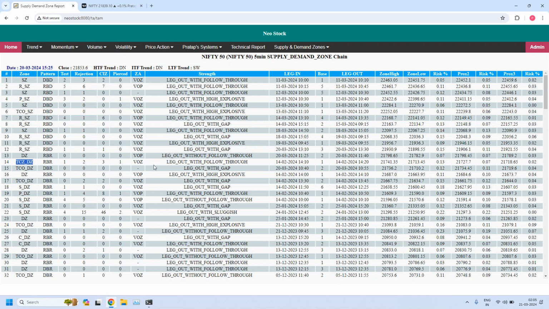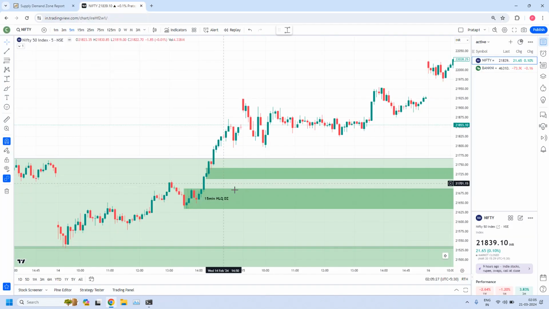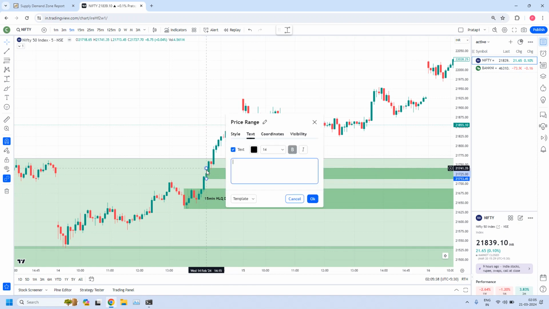It gave a trade. So when it is 14th February at 1410 candle, leg in. See here, 14th February, 1410 leg in, we have a base and we have a rally. This is identified by our software. But we didn't draw it, we have drawn only high priority, high liquidity zones. But you would have looked into this zone from our report.